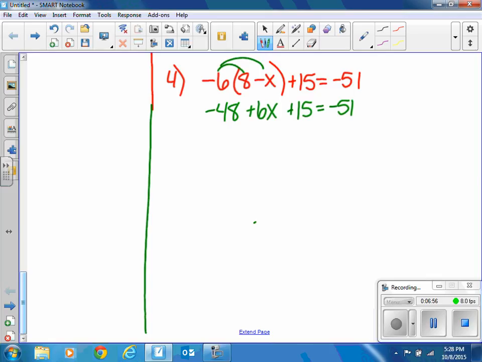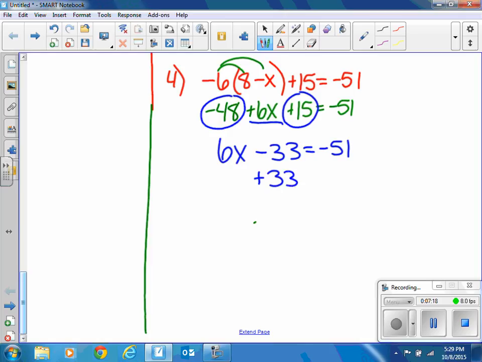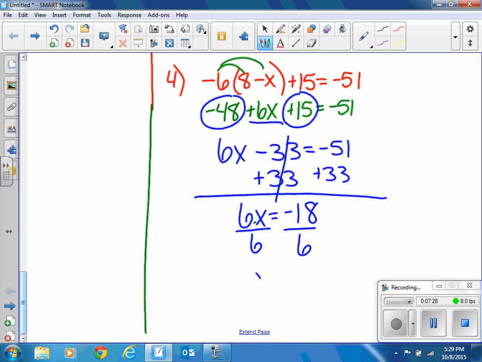All right, well, next we've got to combine like terms. This 6x does not have anything, so we're just going to bring it down as 6x. We're going to combine our negative 48 and our positive 15 to a negative 33, and that's equal to negative 51. Now again, step 3, we're going to undo our addition or subtraction. So we're going to add 33 here, and we're going to add 33 here. 6x is equal to negative 18. And our final step is to divide both sides by 6, and we are left with x is equal to negative 3.